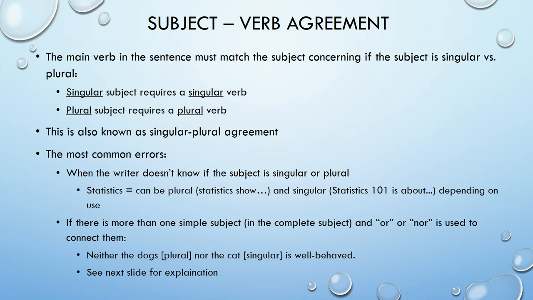The most common errors would be when the writer doesn't know what they're supposed to do, like they don't know the rule or they're not aware of the rule. And we'll go through some of those common issues here.